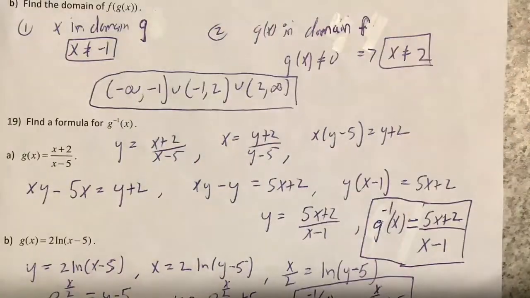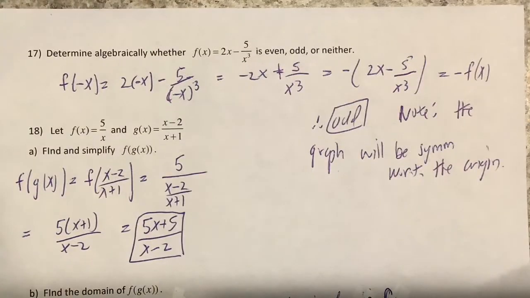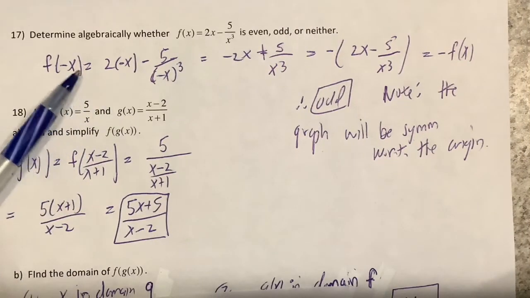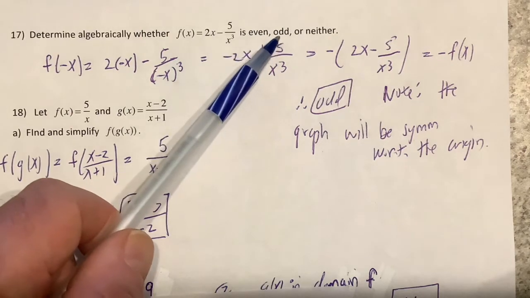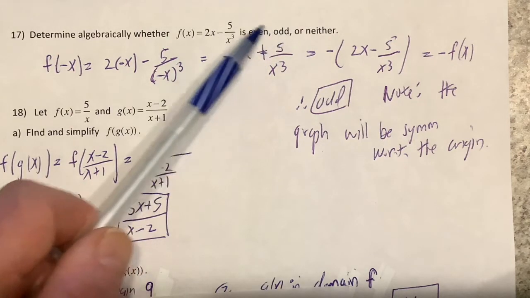All right, we're almost done. A couple more things. Even and odd functions. An even function means the graph is symmetric with respect to the y-axis. Odd means it's symmetric with respect to the origin. This turns out to be an odd function.